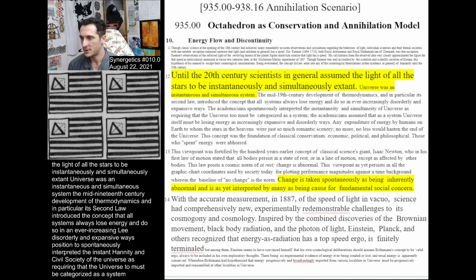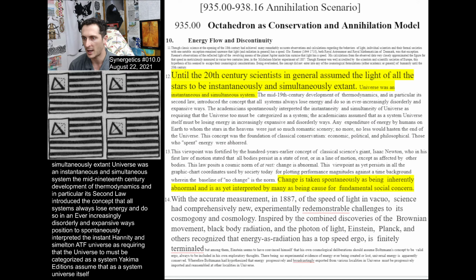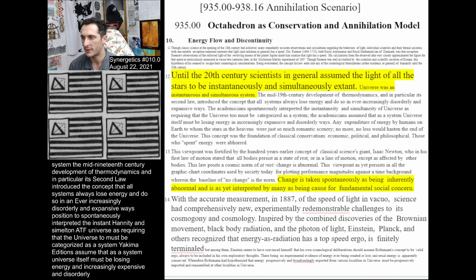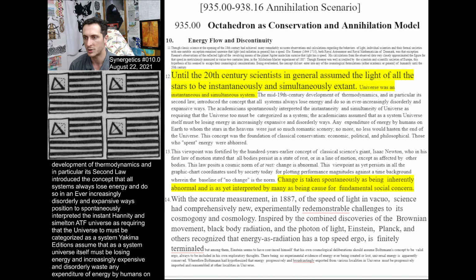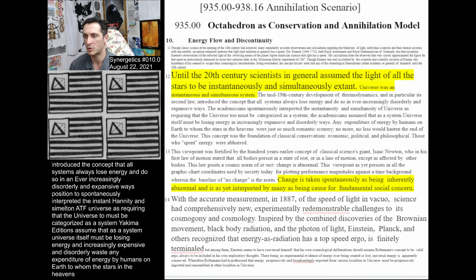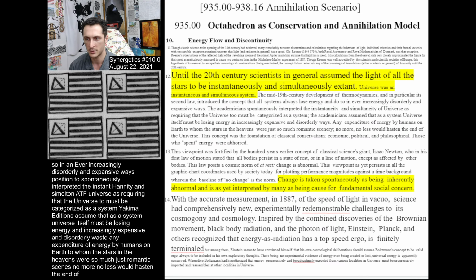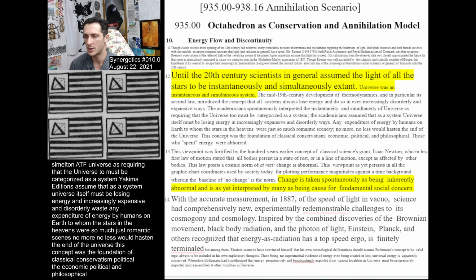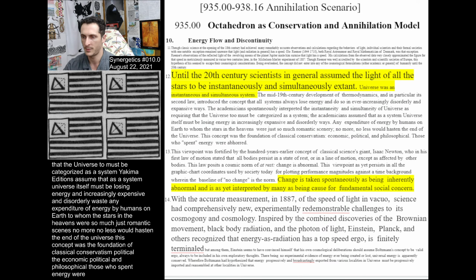The academicians assumed that as a system, universe itself must be losing energy in increasingly expansive and disorderly ways. Any expenditure of energy by humans on Earth, to whom the stars in the heavens were so much just romantic scenery, no more, no less, would hasten the end of the universe. This concept was the foundation of classical conservatism, economic, political, and philosophical. Those who spent energy were abhorred.